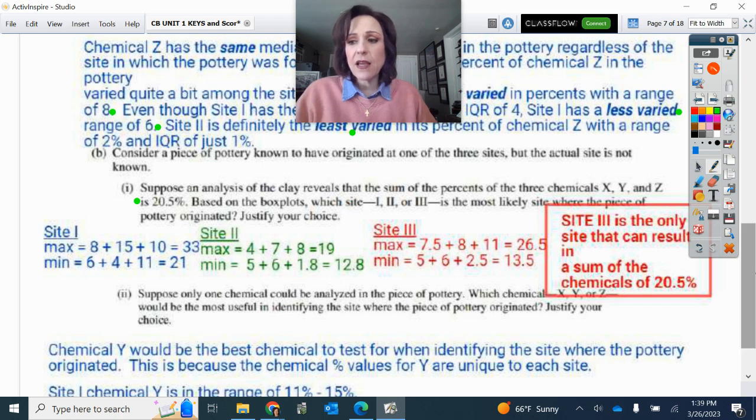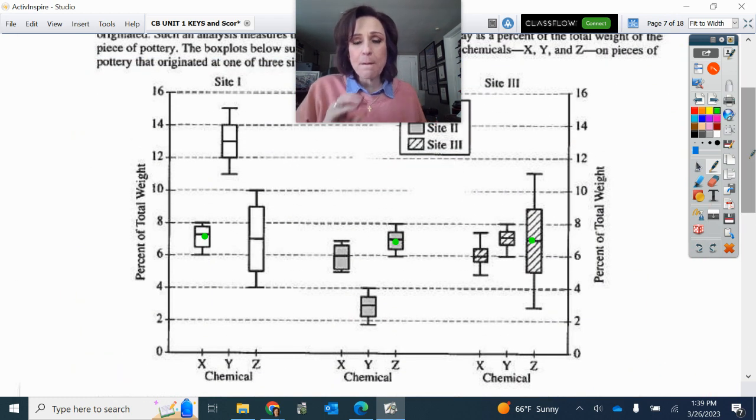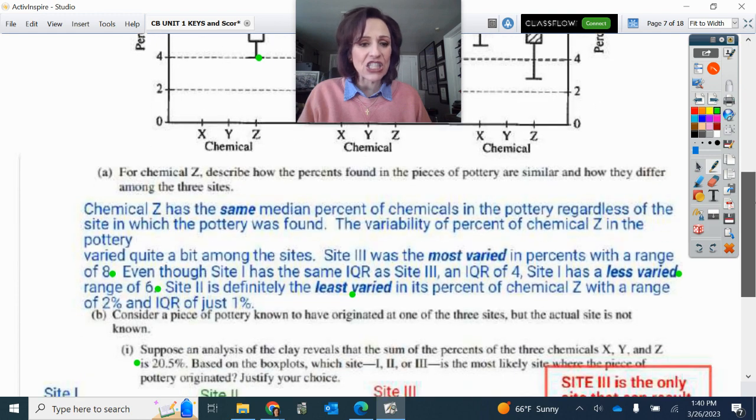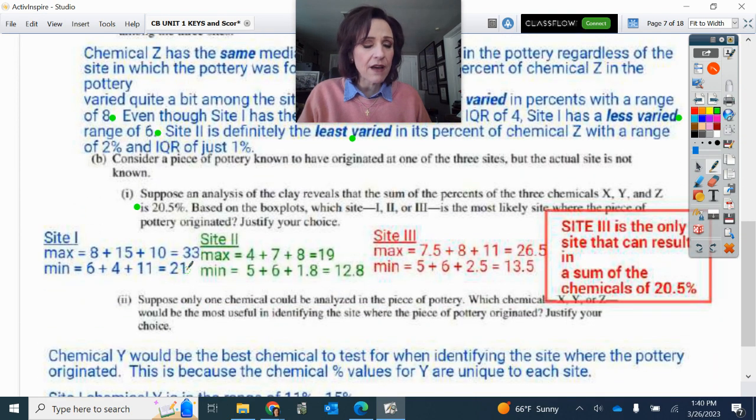So the best answer would be to put the bounds on the sums of the chemicals, the lower bound minimum and the upper bound maximum of the sums of those chemicals. For example, we would be adding together in site 1, 6 plus 11 plus 4. And those are the three minimums. So that would tell me that the lowest sum you could have was 21 at site 1. So FYI, at that point, I already know it couldn't be this 20.5. Okay, so you could do that.